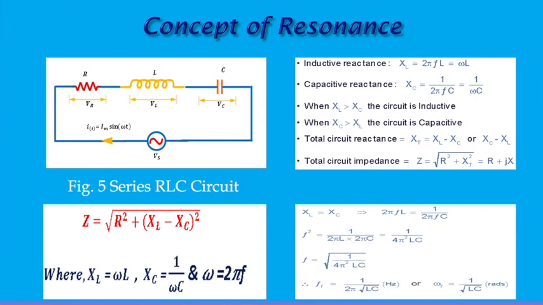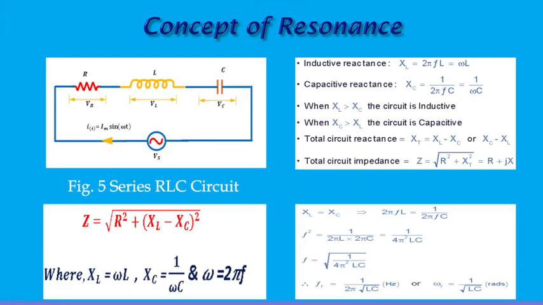So I will introduce resonance of the circuit. Consider the simple RLC series circuit. Recall the equation of impedance of RLC series circuit where XL is omega L and XC is 1 by omega C, and omega is equal to 2 pi F where F is the frequency. Both XL and XC are functions of frequency or angular speed omega.